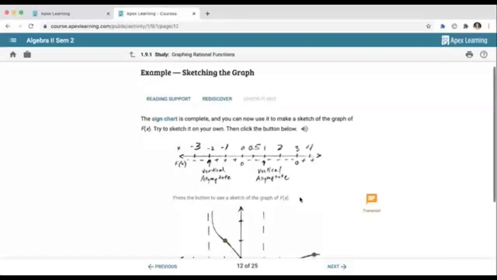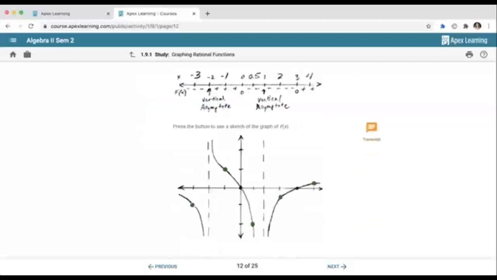Once you have the general trend, you can draw your major points, draw the points that you found in between, and you can draw a general shape of your graph there.